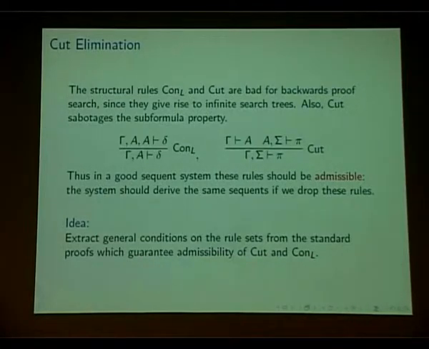Now not all sequence systems have this property that the cut and the contraction rule are admissible. So what we would like to do is somehow come up with some general criteria which ensure that this is the case, so which ensure that we can drop the cut and the contraction rule. And the idea here is to have a look at Gentzen's original proof and somehow extract criteria from this.